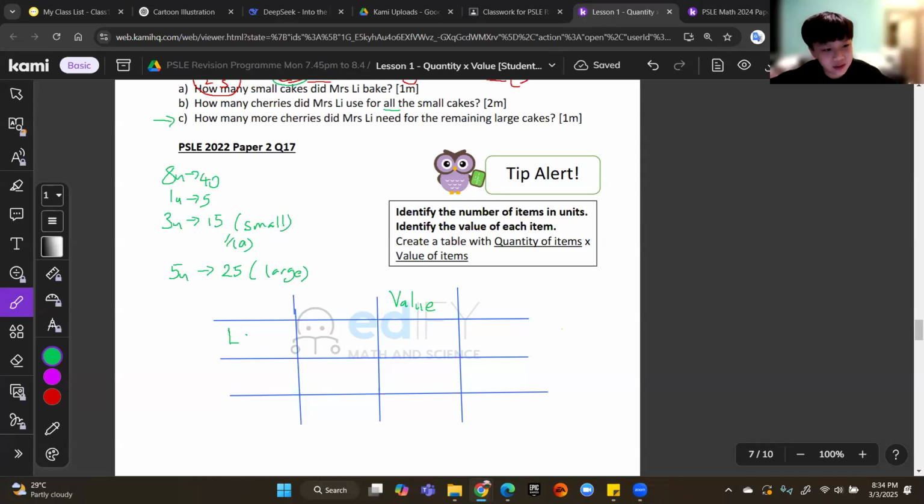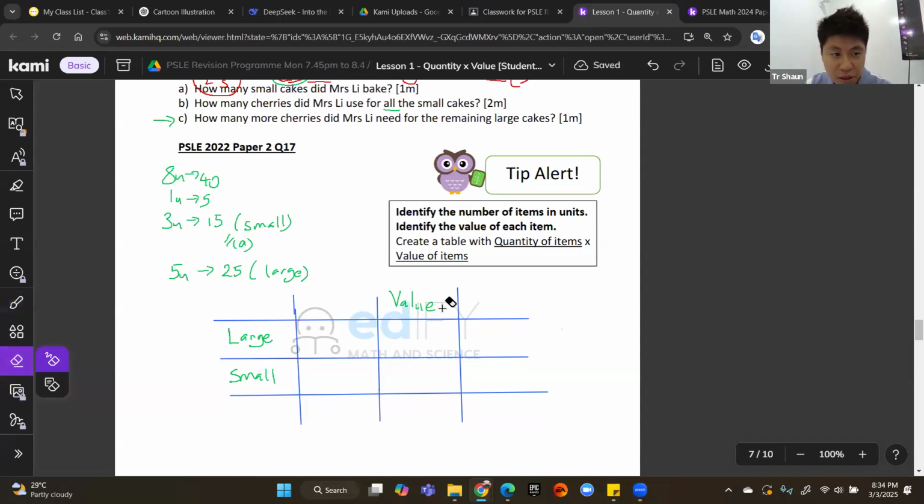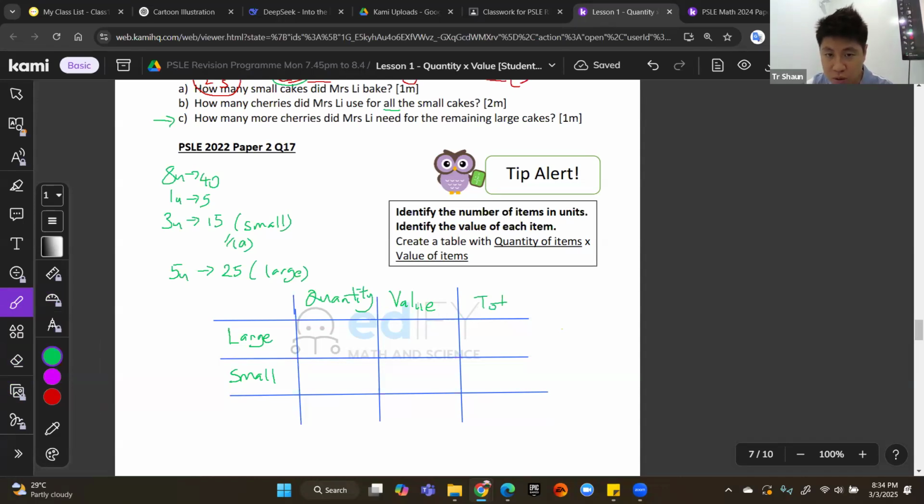Large, small, and total. Very good. Thank you, Keegan. Large, and here put small. Then here we put quantity times value. Thank you, Keegan, for telling us. Good job. Here is quantity, and over here I want to put total.